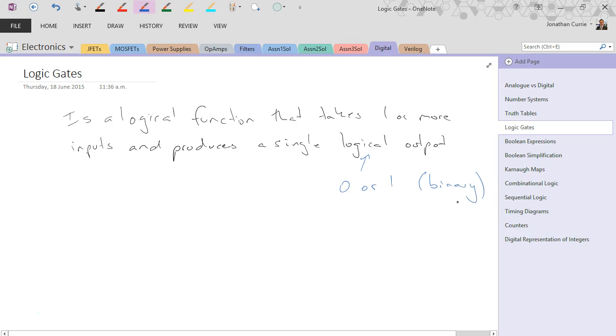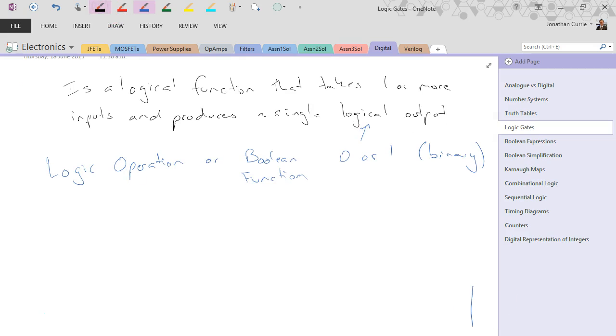A logic operation, another name for a logic gate, is also known as a Boolean function. And we're going to be looking at Boolean operations in the next series of videos. So let's have a look at what a few logic gates look like.